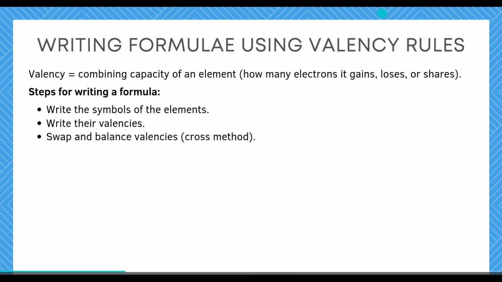Okay, writing formula. Write the symbols of the elements. We need to know how many electrons an atom can gain or lose. We know hydrogen is one. Oxygen needs two. That part where you wrote every atom must have eight, complete it by saying every atom needs to have eight electrons on its outermost shell. Other than hydrogen. Yeah.